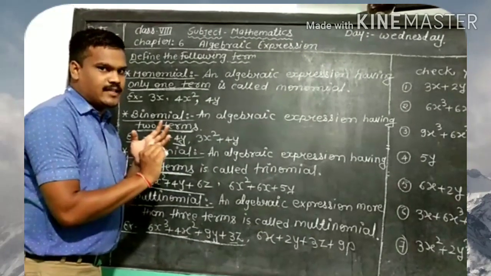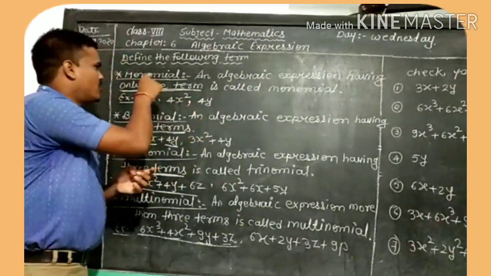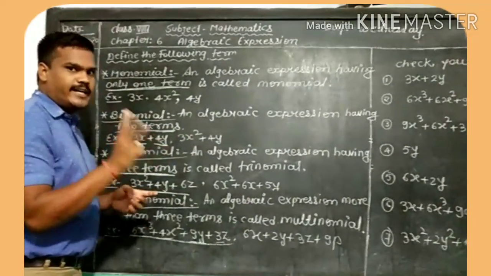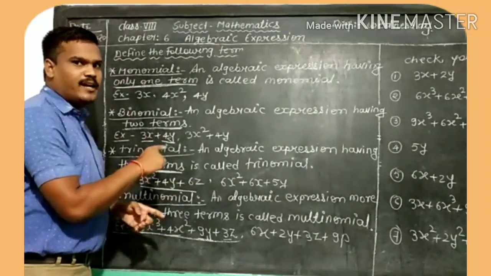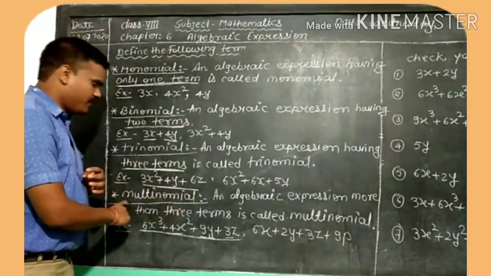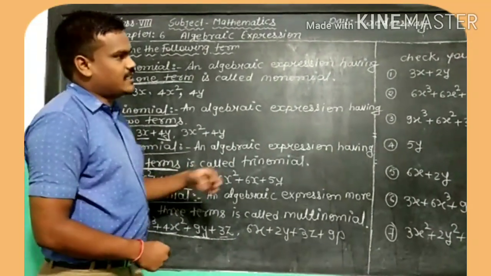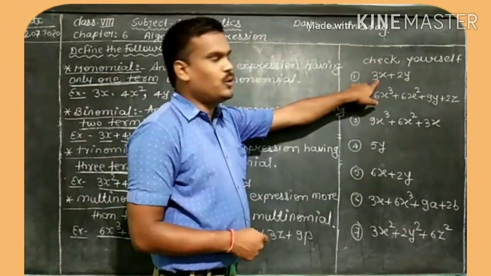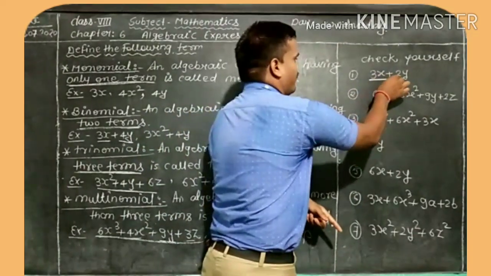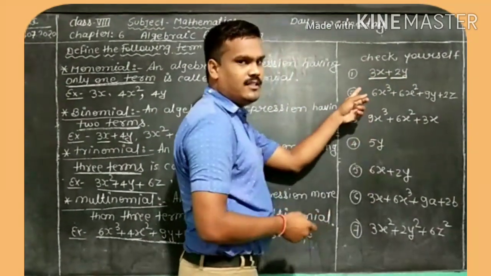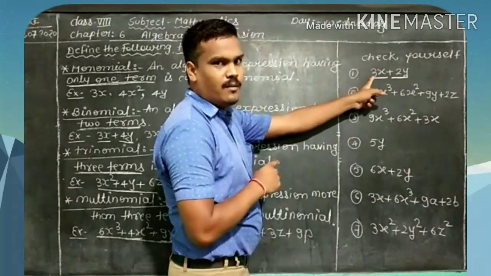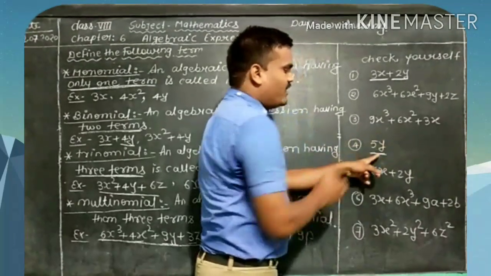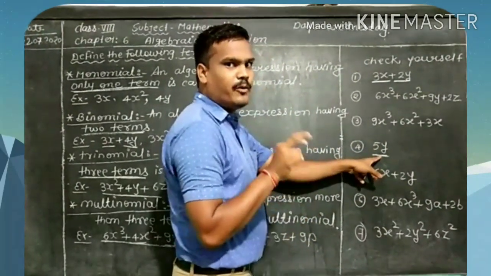An algebraic expression having one term is called a monomial, two terms is called a binomial, three terms is called a trinomial, and more than three terms is called a multinomial. Now just recall what you have learned. Here you are looking at two terms, one term and one term. Two terms means binomial. This is the example of binomial. And if we talk about this, having only one term means monomial.